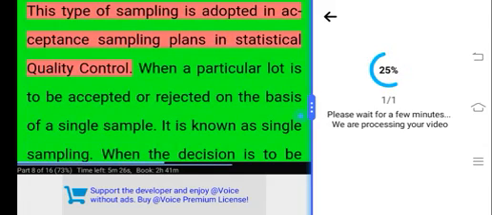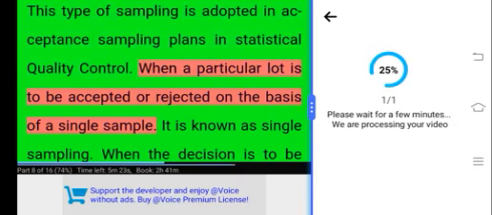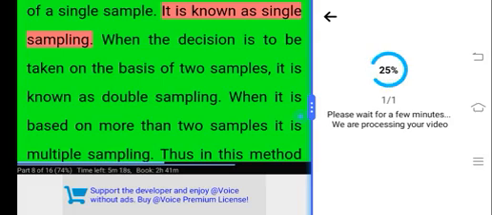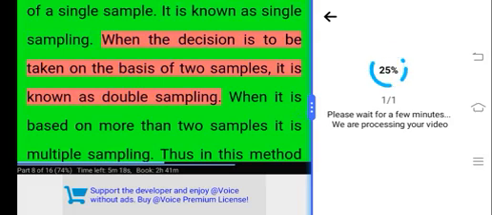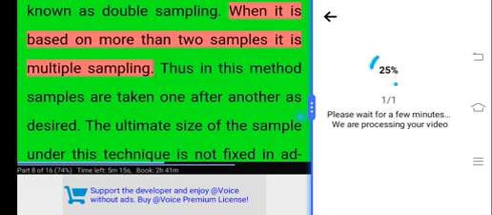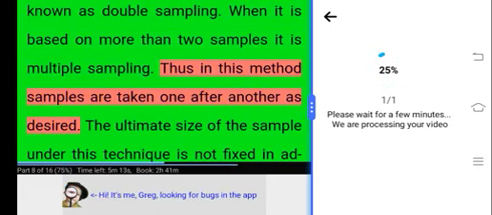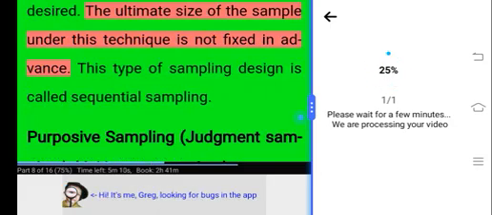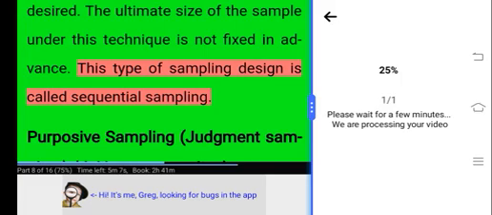Sequential sampling. This type of sampling is adopted in acceptance sampling plans and statistical quality control. When a particular lot is to be accepted or rejected on the basis of a single sample, it is known as single sampling. When the decision is to be taken on the basis of two samples, it is known as double sampling. When it is based on more than two samples, it is multiple sampling. Thus, in this method, samples are taken one after another as desired. The ultimate size of a sample under this technique is not fixed in advance. This type of sampling design is called sequential sampling.